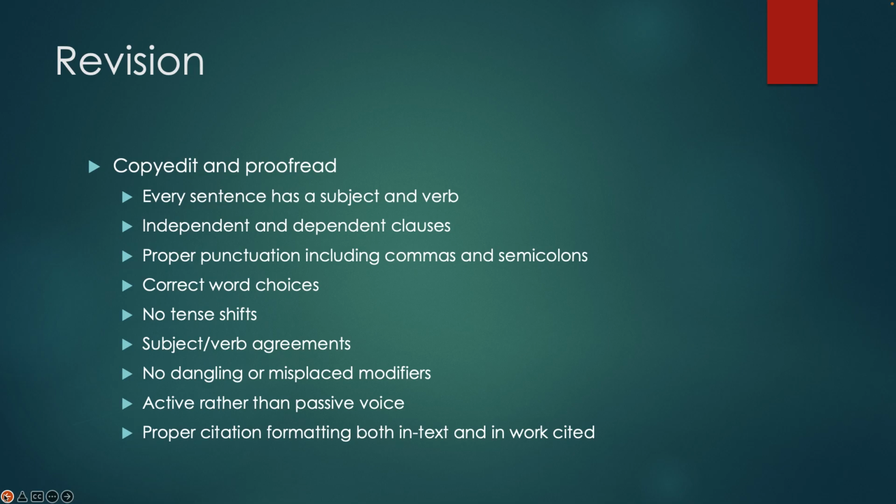If yes, awesome. If no, do I need to change what I'm arguing, or do I just need to change my thesis? Am I writing an evaluation essay or a comparison essay? And the way that I've organized my paragraphs, does that fit with that method of organization?